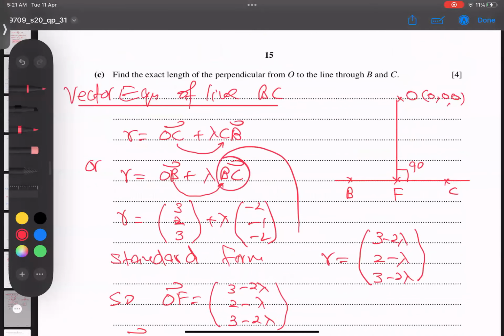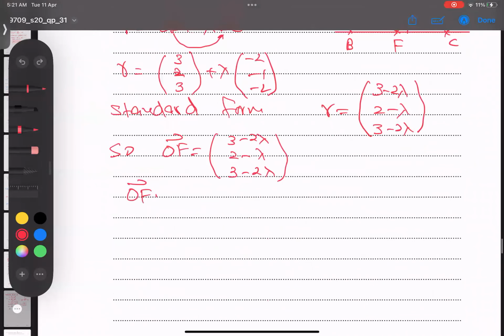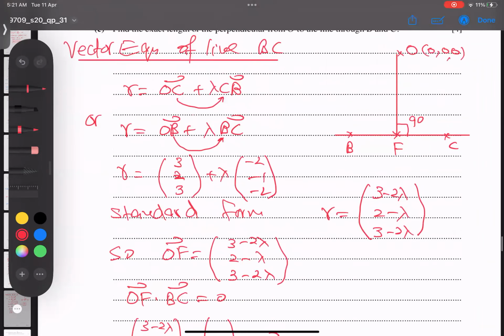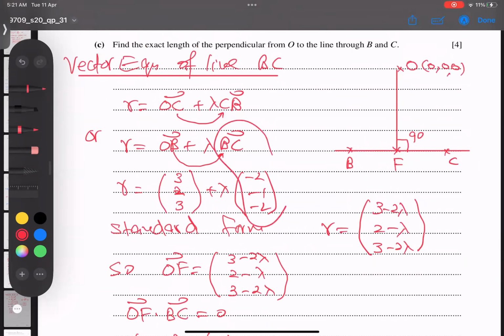Actually, line direction is here. In this particular question it is BC. So OF dot BC equals 0. So let's try to find it. OF is 3 minus 2 lambda, 2 minus lambda, and 3 minus 2 lambda. And BC, I got it, the line direction is this: -2, -1, and -2.